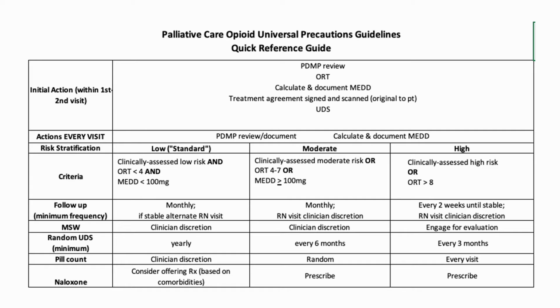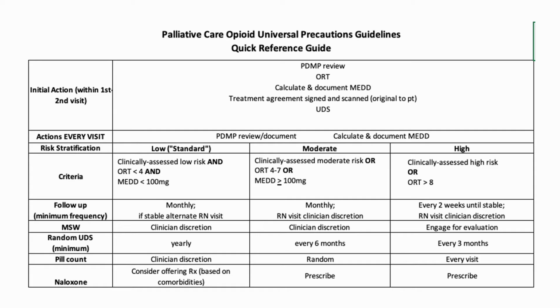At every visit, you should check the PDMP before prescribing opioids and calculate and document your morphine equivalent daily dose. And so these are the criteria that we have developed based on what others have done in previous guidelines, whether someone is low or standard risk, moderate or high risk.